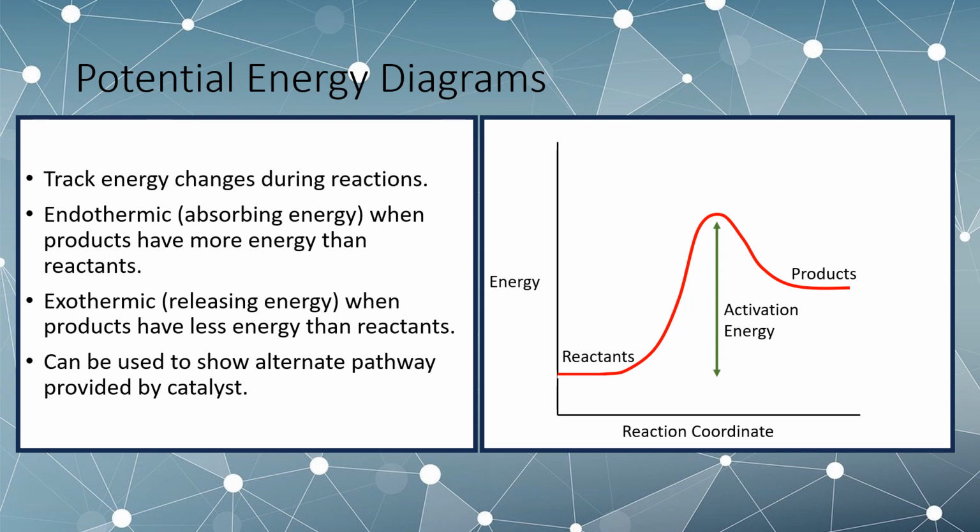These diagrams work very well to show the alternate pathway taken when a catalyst is used in a reaction. Adding a catalyst pathway here, you can see that as we go from our reactants to our products, less overall energy is required, as that catalyst has given us an alternate pathway for that reaction to proceed.